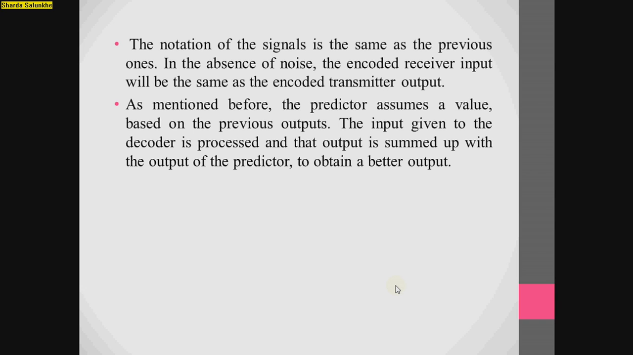In the absence of noise, the encoded receiver input will be the same as the encoded transmitter output. As I mentioned before, the predictor assumes the value based on the previous output. So the predictor predicts the output by checking the history of the previous output, and by collecting the correlation between the previous outputs, the predictor predicts the next output or the bits for the output. The input is given to the decoder first, and then its output is summed up with the output of the predictor to obtain a better output.